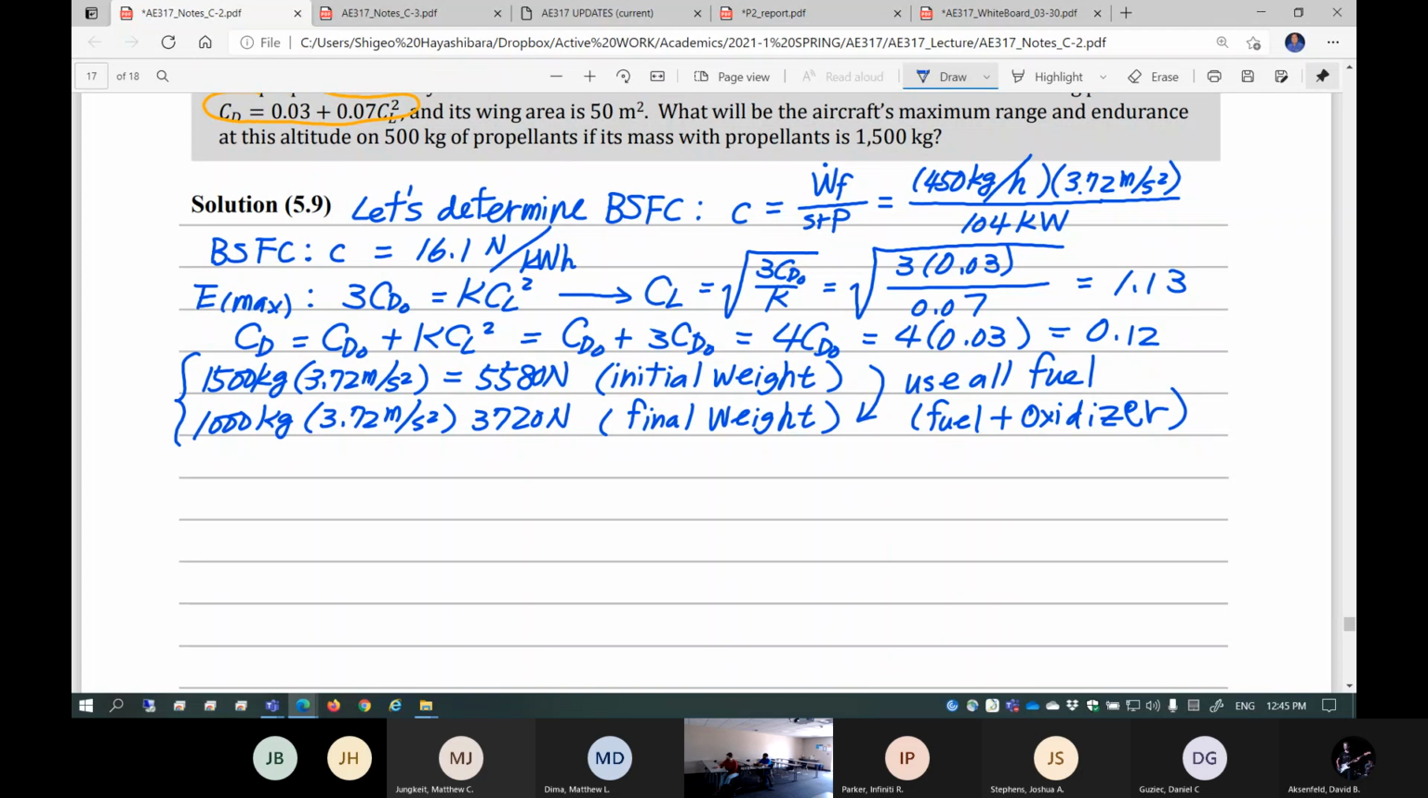So from this information, you can now compute the maximum endurance. Let's plug into the endurance equation for propeller airplane: eta prop, propeller efficiency, divided by Bsfc, multiplied by CL to the power of 3/2 over CD, times the square root of 2 times rho and S, times final weight to the power of 1/2 minus initial weight to the power of 1/2.